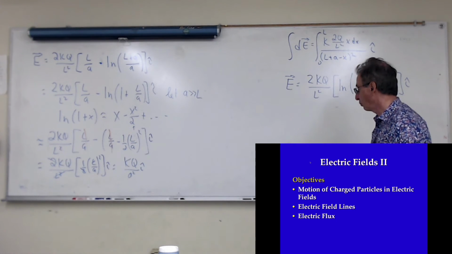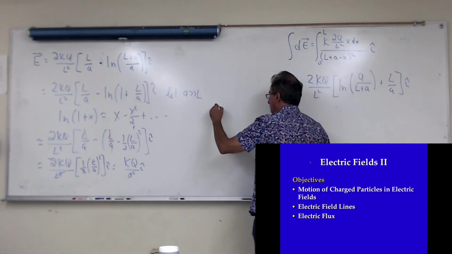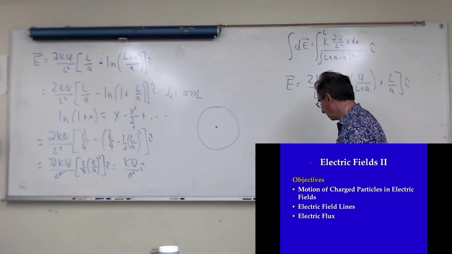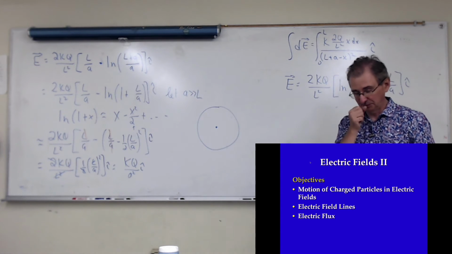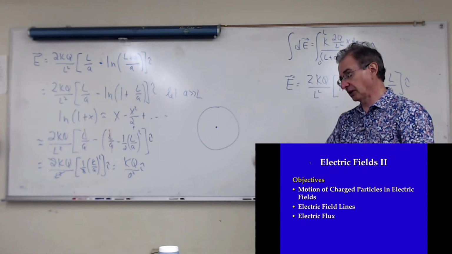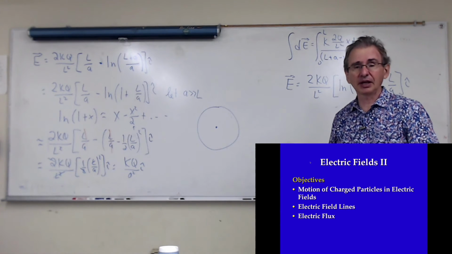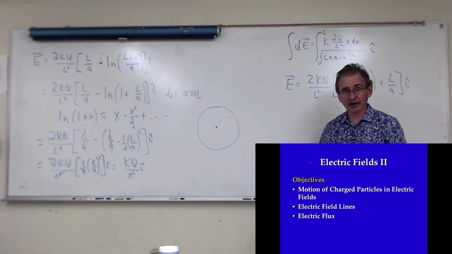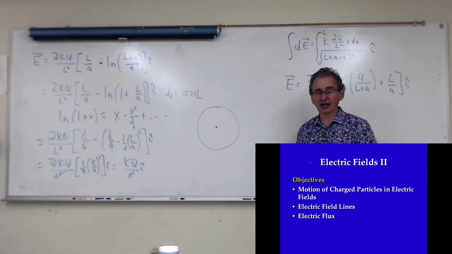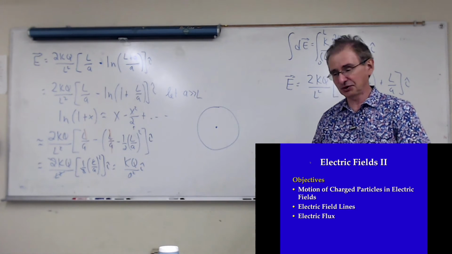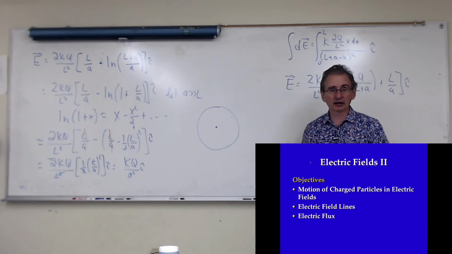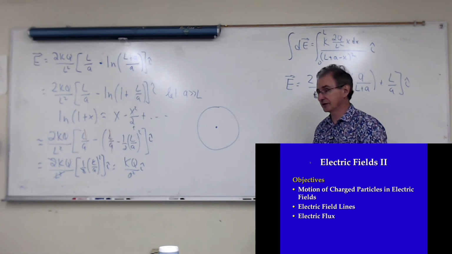By the way, you might be wondering, when I did the disk or the ring, I only did the problems along the axis. You know why I did that? It's because if you're off axis, you can still set up the integral, but you will not be able to integrate it and get an analytical solution. You have to do a numerical calculation on a computer, using Simpson's rule or the trapezoid rule, to actually evaluate the integral. You won't be able to get an analytical solution if you're off axis.